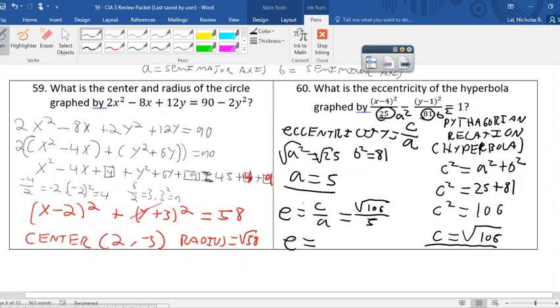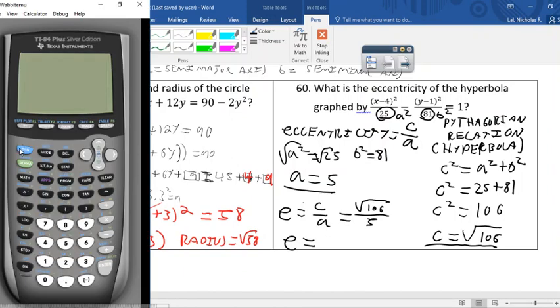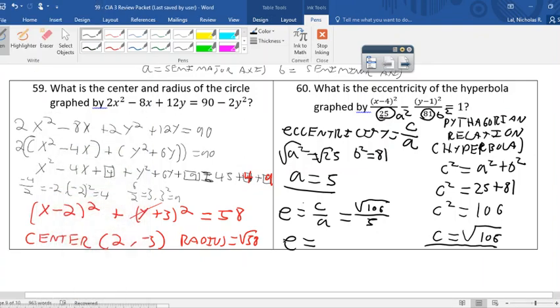So eccentricity is equal to the square root of 106 divided by 5, which gives an eccentricity of 2.0. Let's just round up to 2.06. Our eccentricity is approximately equal to 2.06. All right. So that is 2.06.